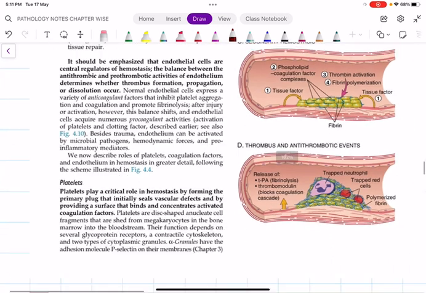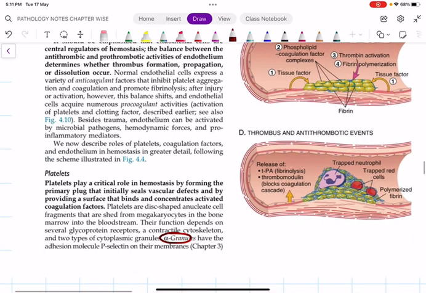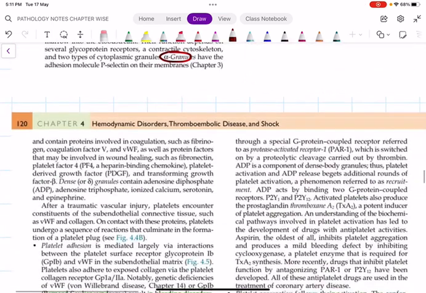So in platelets, we have two types of granules: alpha granules and dense granules. Alpha granules have fibrinogen, coagulation factor 5, and von Willebrand factor, as well as fibronectin, platelet factor 4, platelet derived growth factor, and transforming growth factor beta.